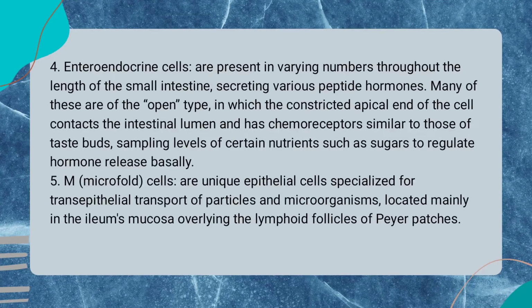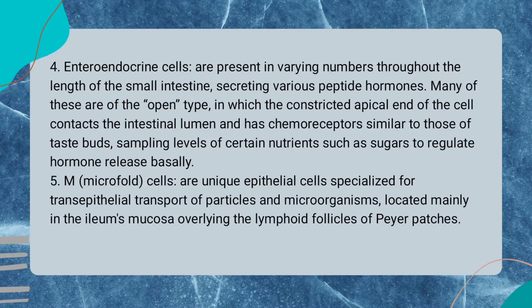So number 4, we have here the enteroendocrine cells. They are present in varying numbers throughout the length of the small intestine, secreting various peptide hormones. Many of these are of the open type, in which the constricted apical end of the cell contacts the intestinal lumen and has chemoreceptors like those of taste buds, sampling levels of certain nutrients such as sugars to regulate hormone release basally.